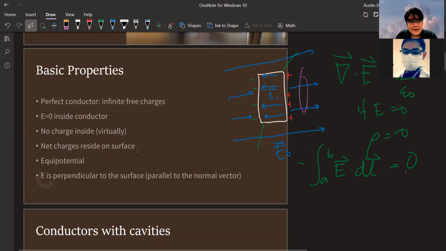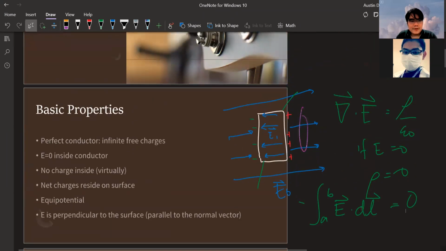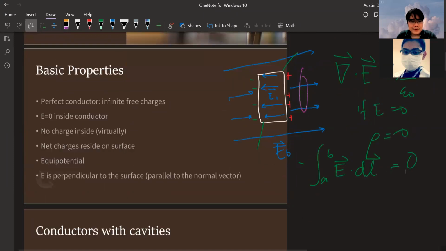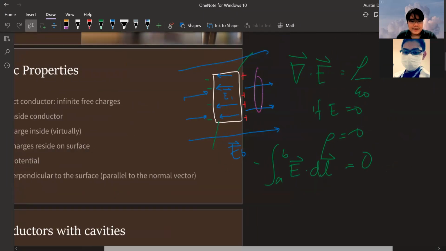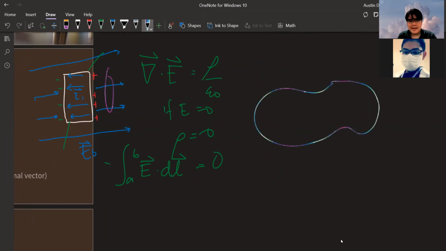Next one. Kung magpo-produce ng field si conductor mo, yung field na mapoproduce is always perpendicular to the surface. Sige, sabihin natin kunwari, meron tayong imaginary surface, imaginary conductor.